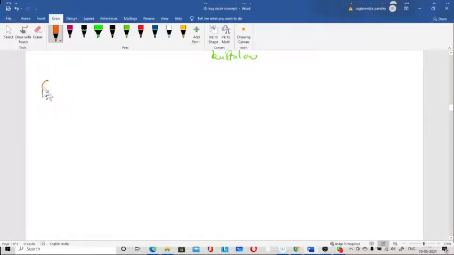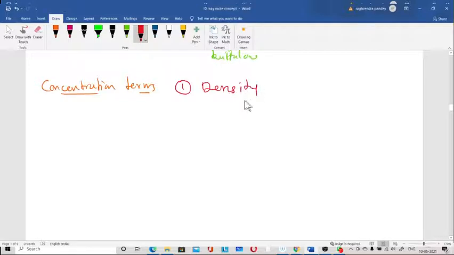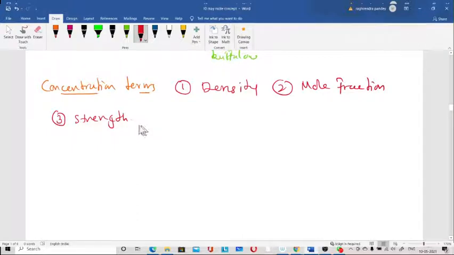So in concentration terms, there are various concentration terms. First is your density, then there is another one called mole fraction. Third is your strength.